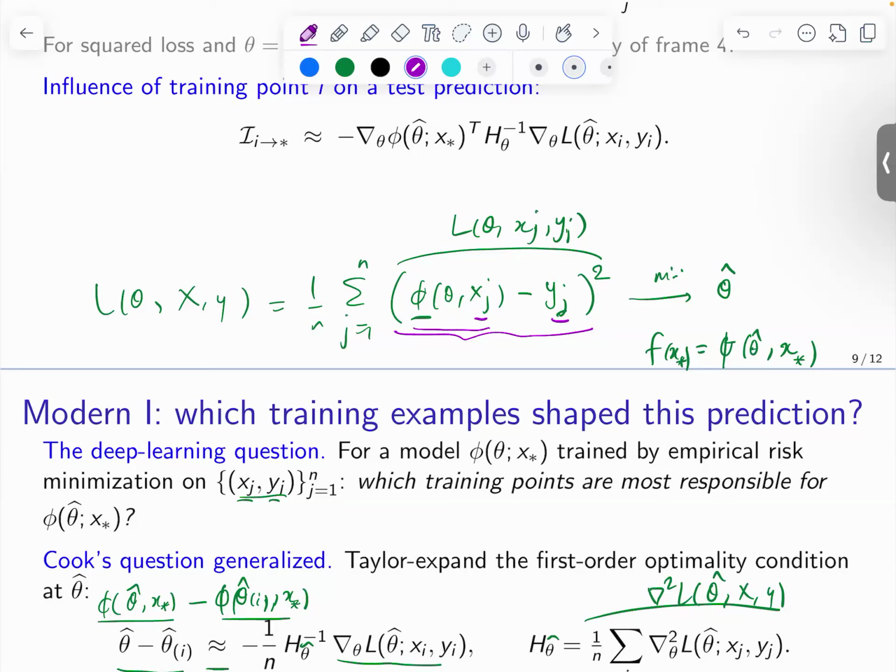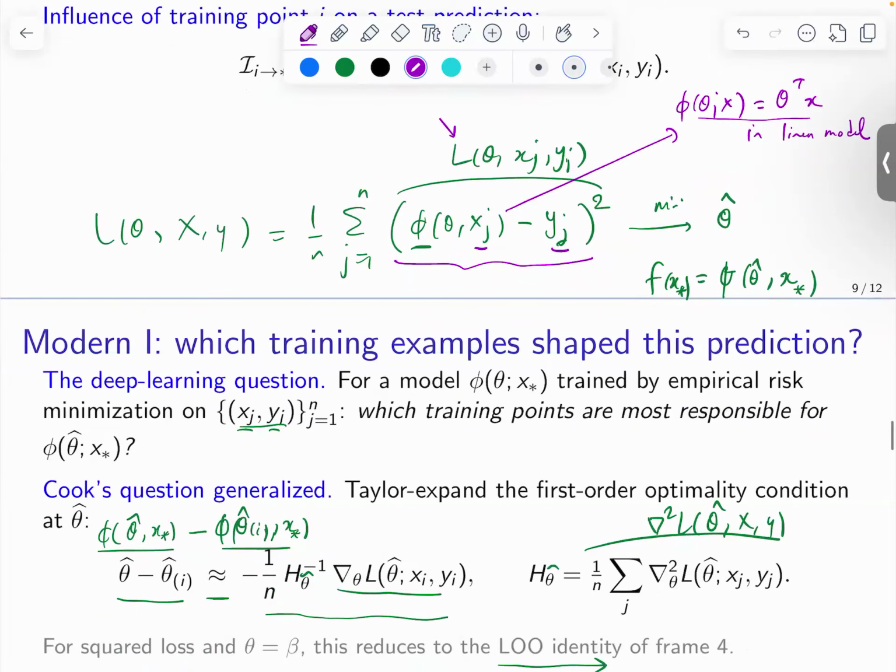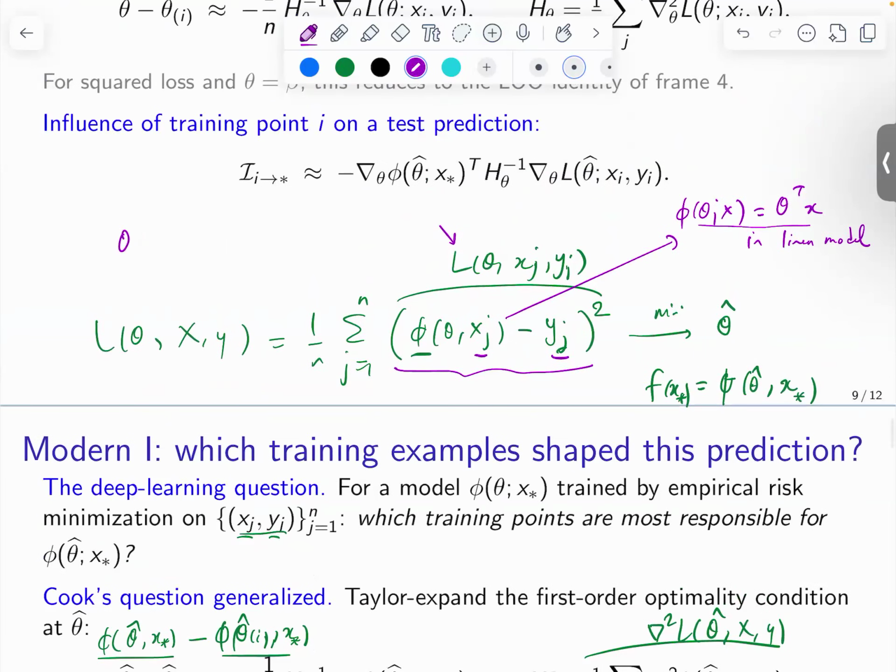If phi was a linear model, phi theta of x would be theta transpose x. But you can have a very complicated neural network doing the job and then try to minimize this. You can think of this as the loss of the jth data point, and then you average them and try to minimize this average. So you have a theta hat, which is the argmin of this loss function.